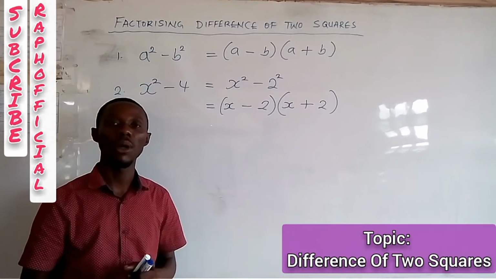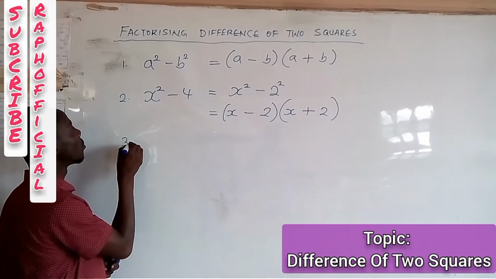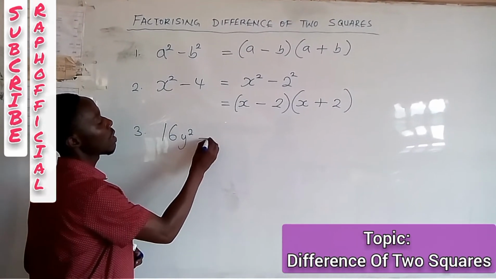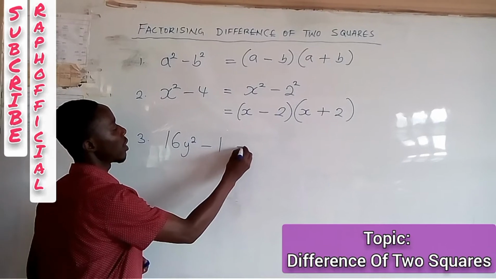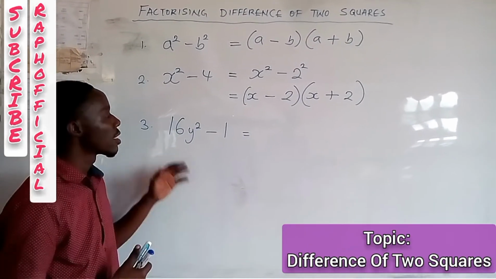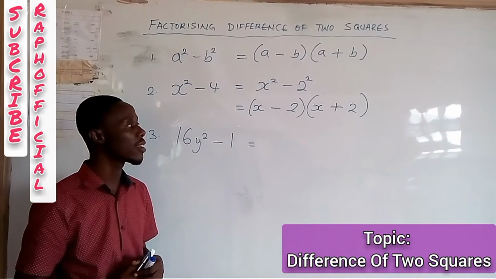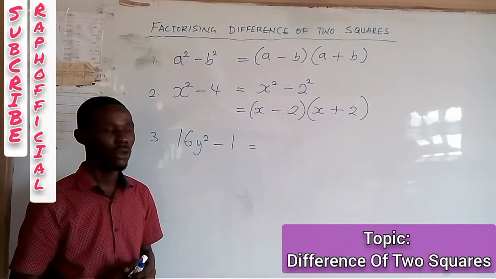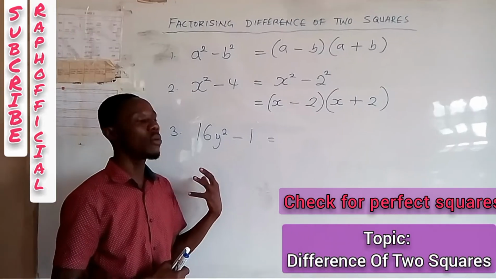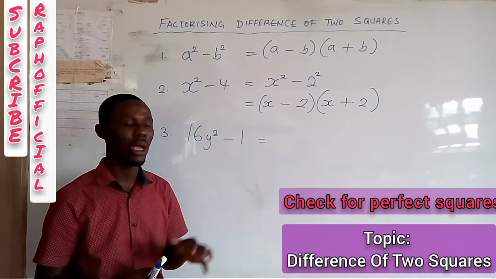Now let's do our last example for today. We have 16y squared minus 1, and we are asked to factorize something like this. It's not difficult. Now, first of all, our first step is to check whether we can get all of them being what? Perfect square.